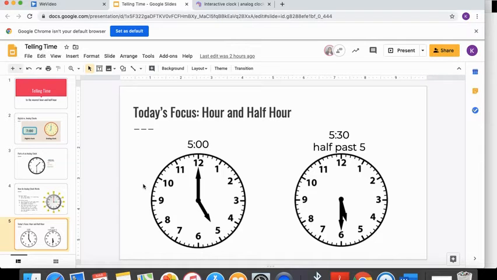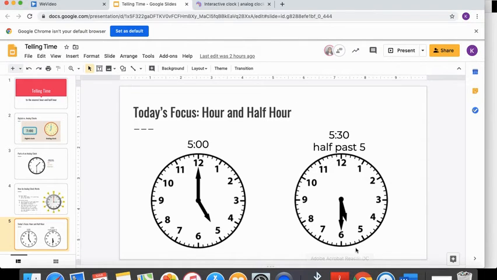Today's focus is we are going to be focusing on just the hour. So we have the hour hand pointing to a number and the minute hand pointing to the 12. So right now this clock would be 5 o'clock.